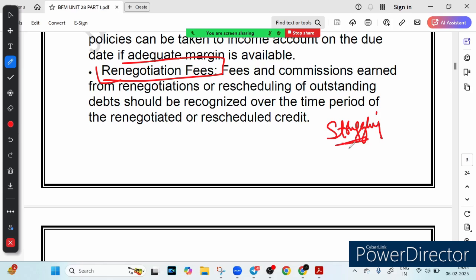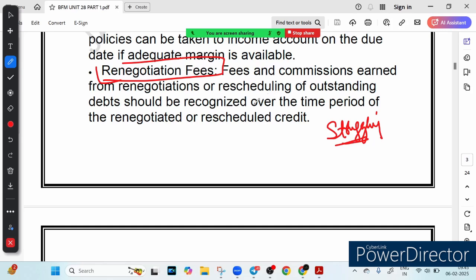Any fee or commission earned from this must be spread out over the entire period of the renegotiated loan, not recognized immediately. The borrower is struggling and is not able to pay the EMI, so the bank reschedules or renegotiates the loan. Any fee or commission earned from this must be spread out over the entire period of the renegotiated loan, not recognized immediately. That is the key point.